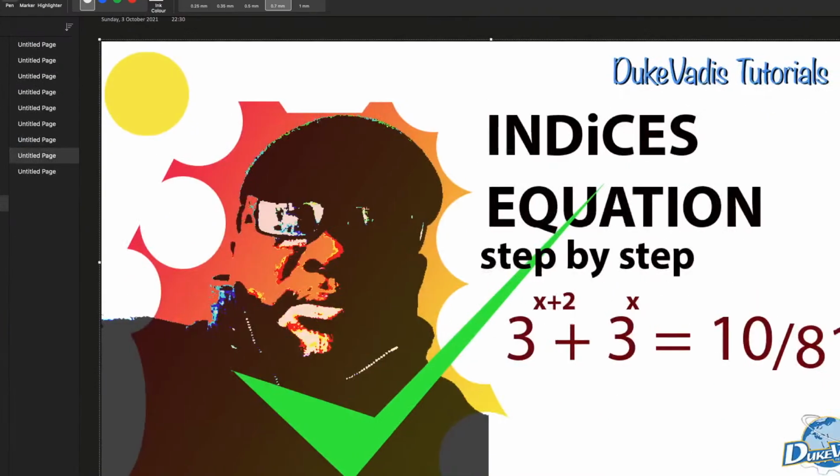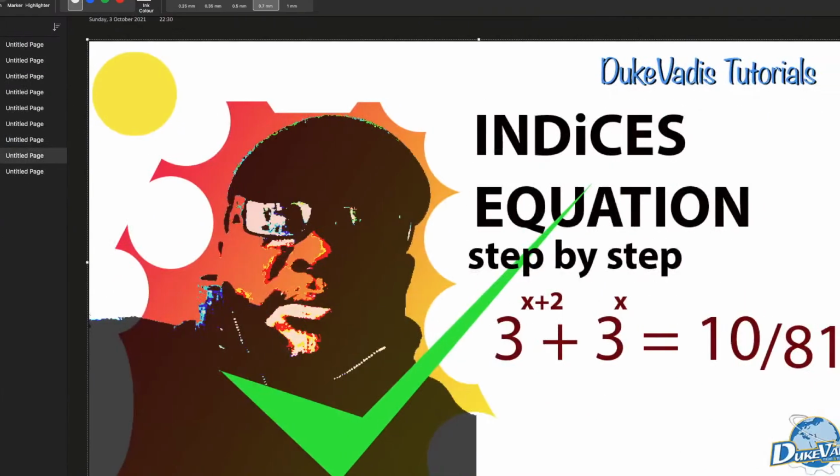Beautiful. All right. So as we can see, we have this equation that says 3 raised to the power x plus 2 plus 3 raised to the power x is equal to 10 divided by 81. And we have to find the value of x. This sort of question falls into principles of indices. So we are going to attack this question by releasing all the knowledge that we have in terms of properties of indices.